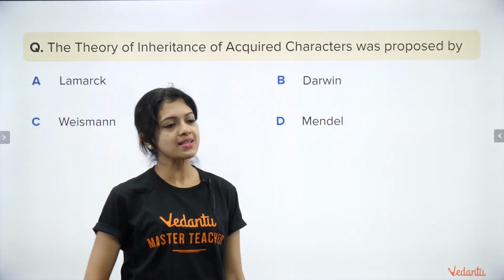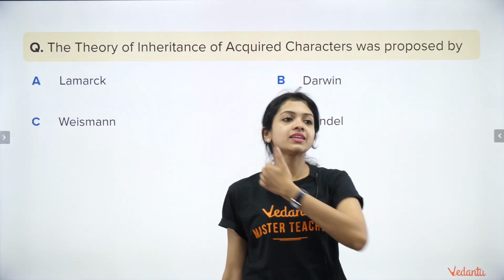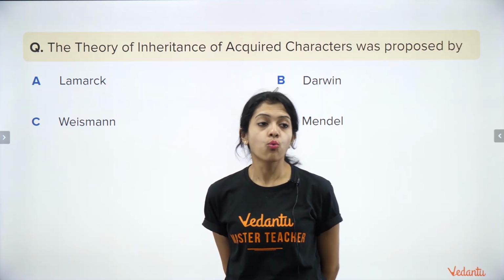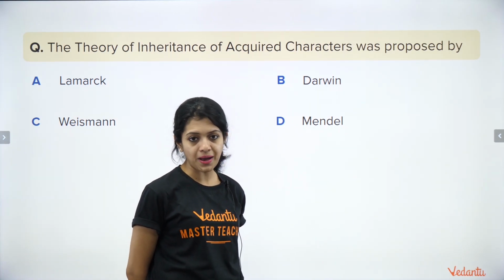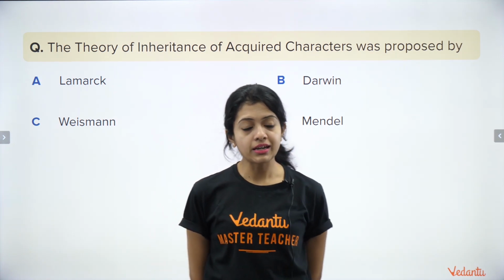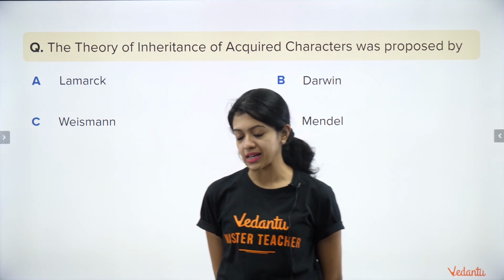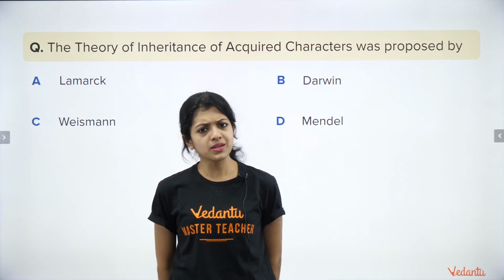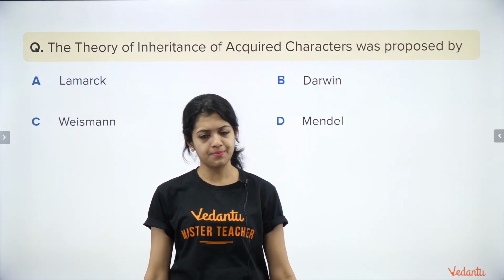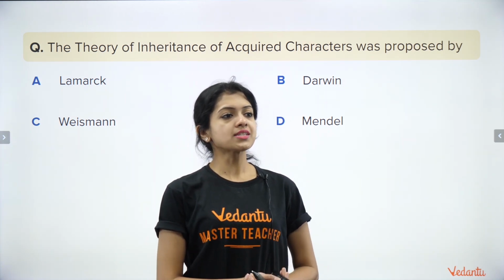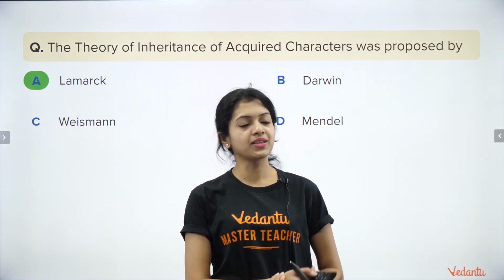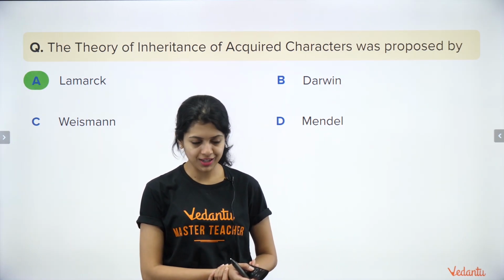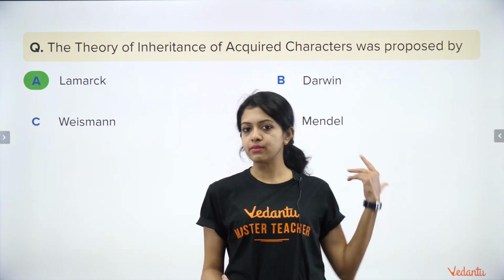And now time for the quiz. Let's get started. The theory of inheritance of acquired characters was proposed by Lamarck, Darwin, Weismann, Mendel. Theory of inheritance of acquired characteristics. Very, very simple. We started off today's session talking about that. And your time ends in 3, 2, 1 and go. The answer is Lamarck, right? Lamarckism is the other name for this theory.